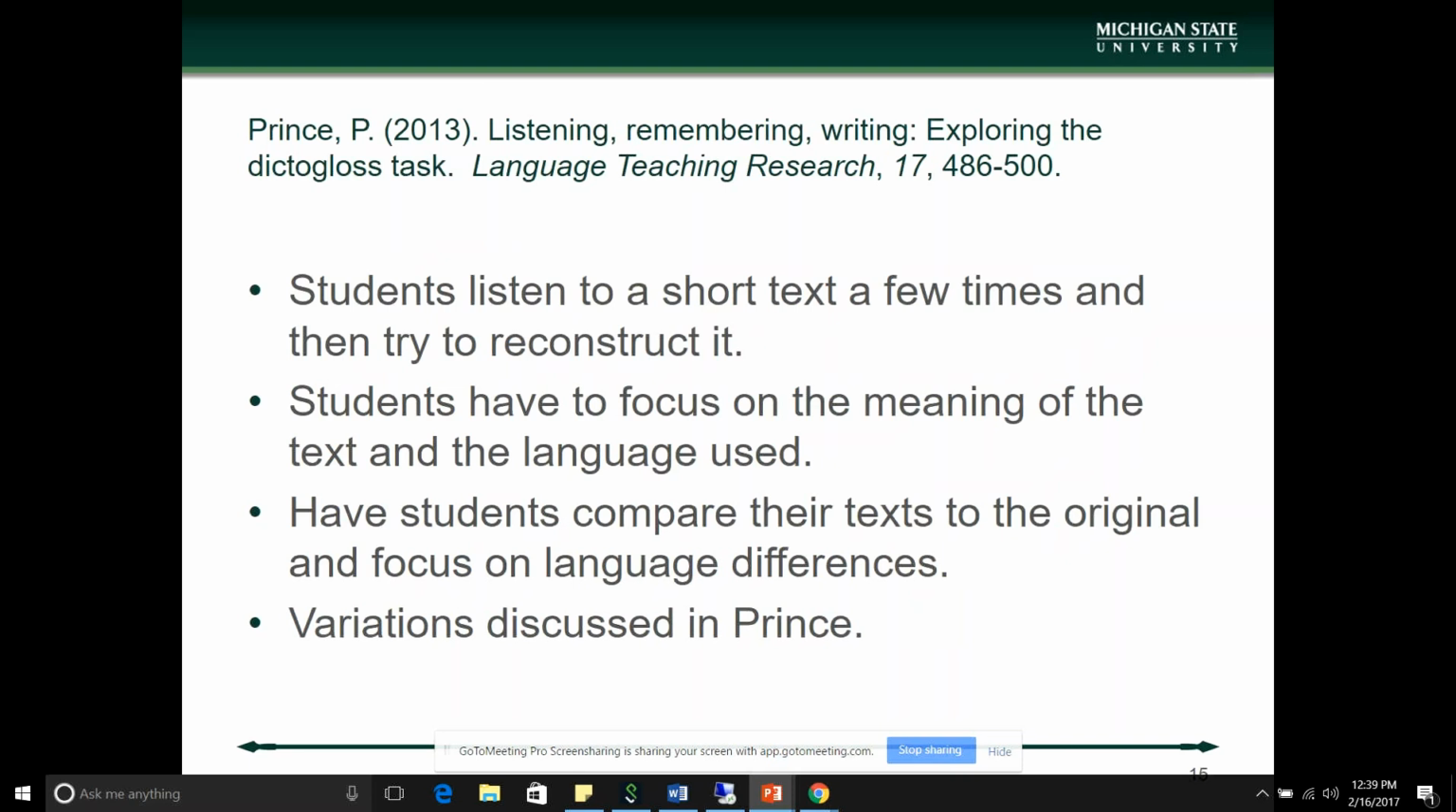There's an article by Prince in Language Teaching Research, and he goes through different variations on this. But again, the idea is that students listen to a short text a few times and try to reconstruct it. Because they're listening for meaning, as they're reconstructing the text, they're really focused on the meaning, but then as they're writing it, they have to use language, and then they can compare their text to the original, and now they're actually looking for language differences.